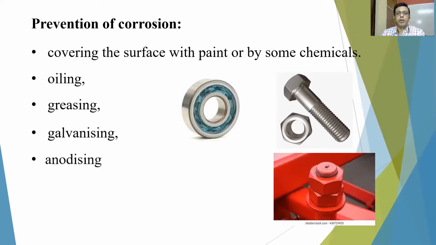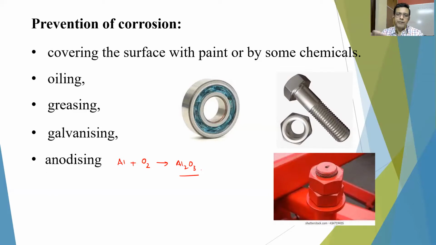Then this can be done by anodizing also. This anodizing is done for aluminum. These aluminum articles are taken as the anode and sulfuric acid is electrolyzed. When sulfuric acid is electrolyzed, at the anode it gives oxygen. The oxygen which is produced at the anode will react with aluminum to form an aluminum oxide layer. So this aluminum oxide layer is very hard and very smooth.